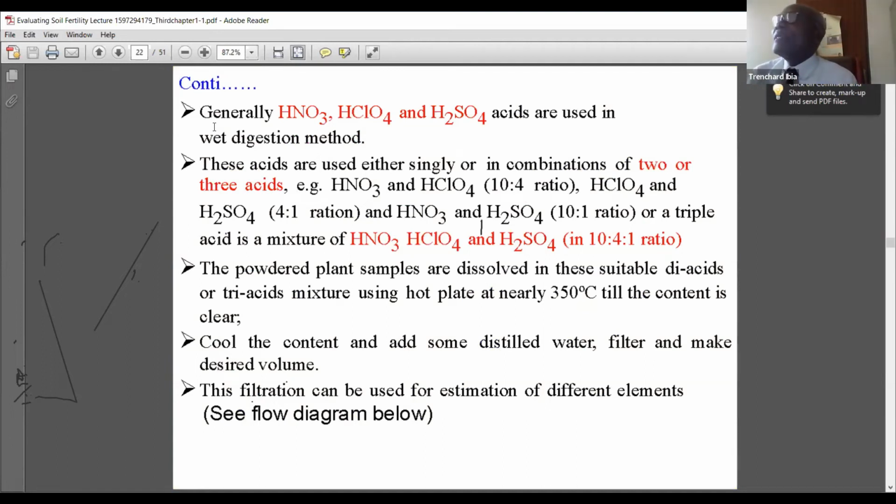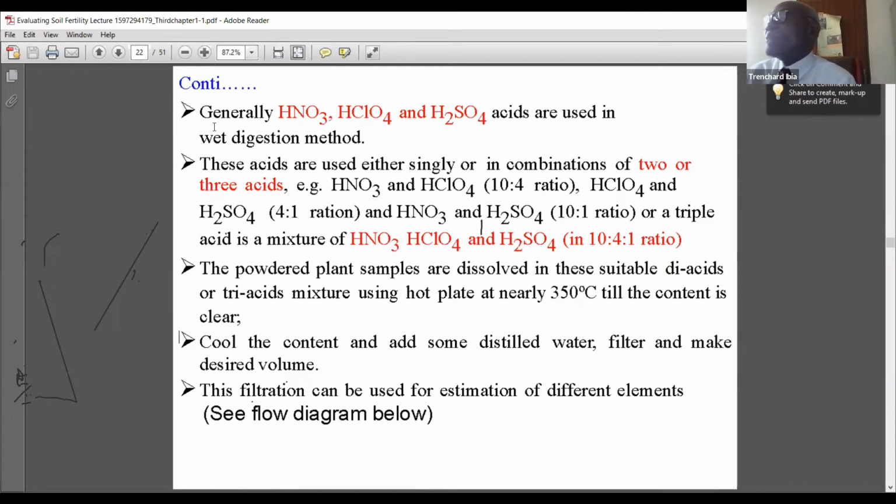Generally, nitric acid, perchloric acid, and sulfuric acid are used in wet digestion method. These acids are used either singly or in combinations of 2 or 3 in ratios that are given here. So it all depends on what individual laboratories have been doing. And we shall, with time, be able to do harmonization of methods in Nigeria through the instrumentality of Nigerian Institute of Soil Science.